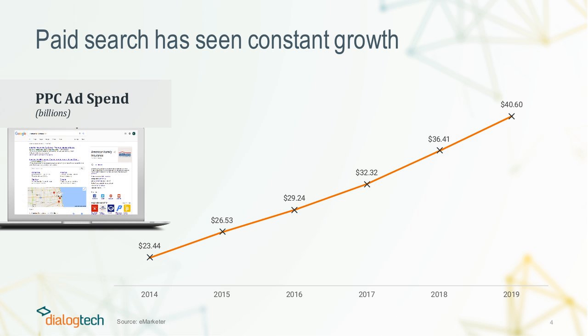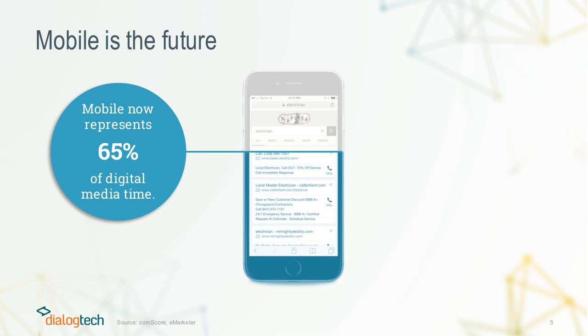But the biggest impact on paid search, and what's driving a lot of this growth, is actually mobile. So mobile really is the future for marketing, and at this point it probably doesn't come as much of a surprise to many marketers how important mobile is, but in fact it now represents 65% of the digital media time that we spend as consumers, and honestly that stat is probably even higher now.